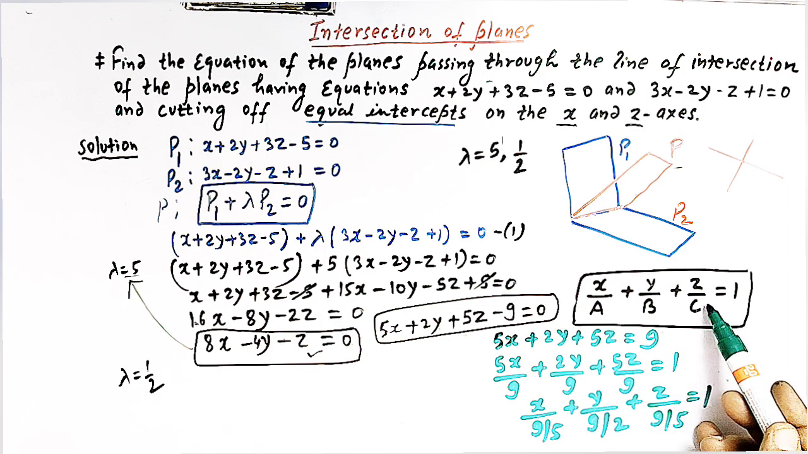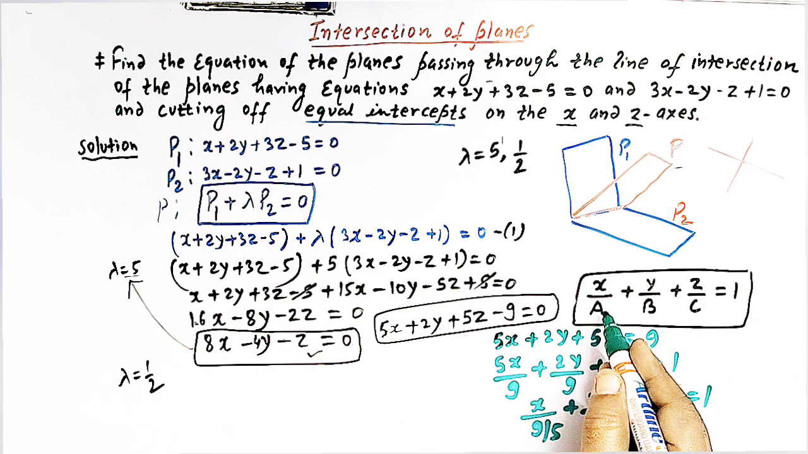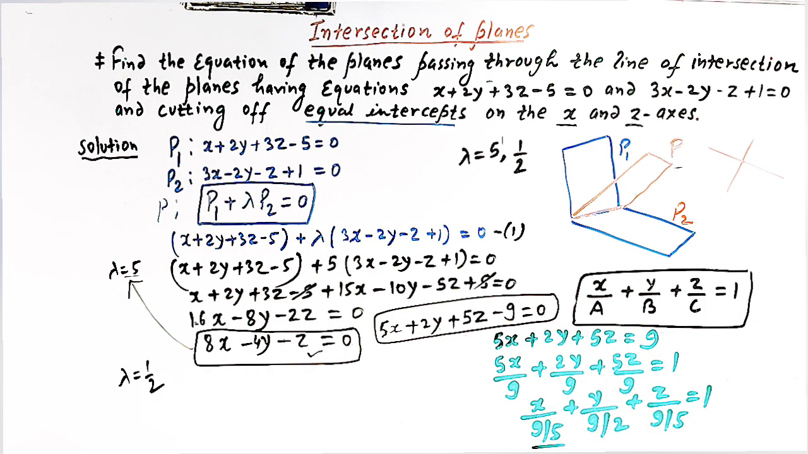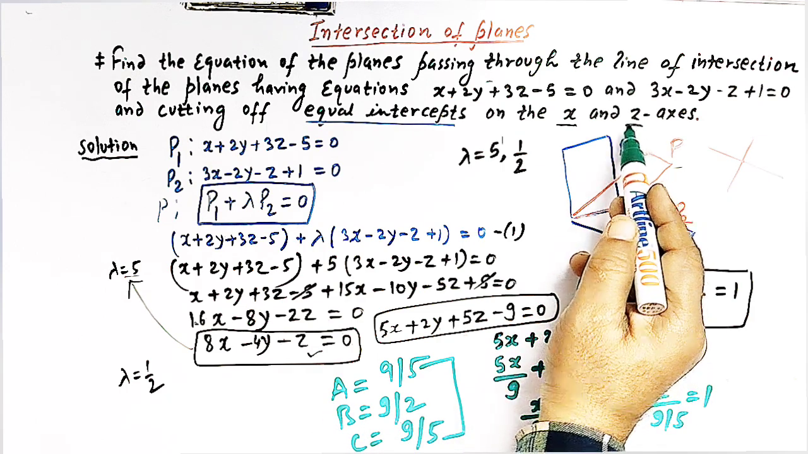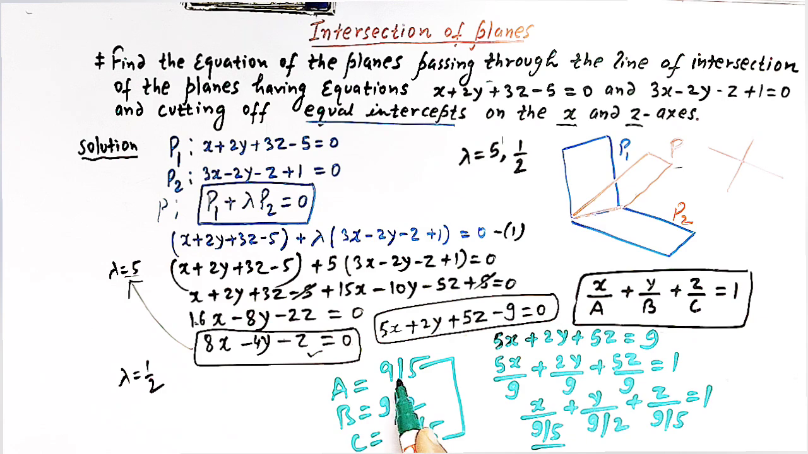So if we compare this equation with this one, then the value of the x-intercept is a is equal to 9 over 5, b is 9 over 2, and c is 9 over 5. So the values of x-intercept and z-intercept both are equal, that is 9 over 5 and 9 over 5.